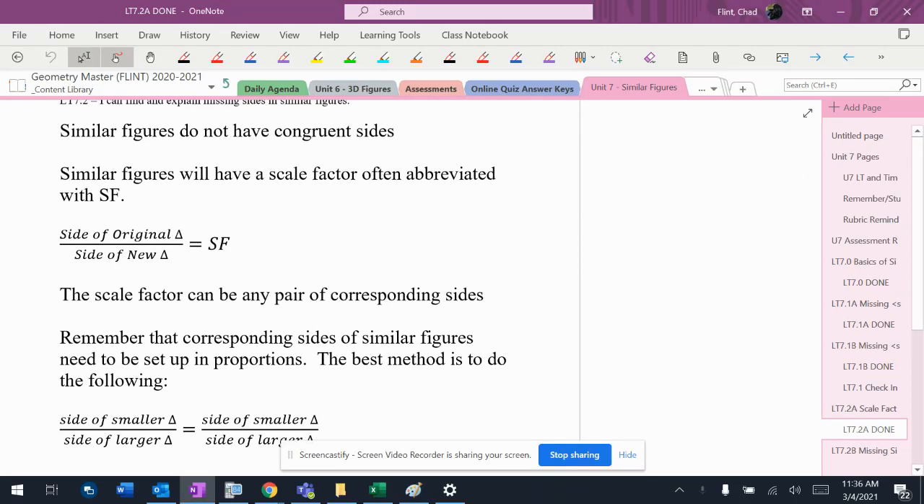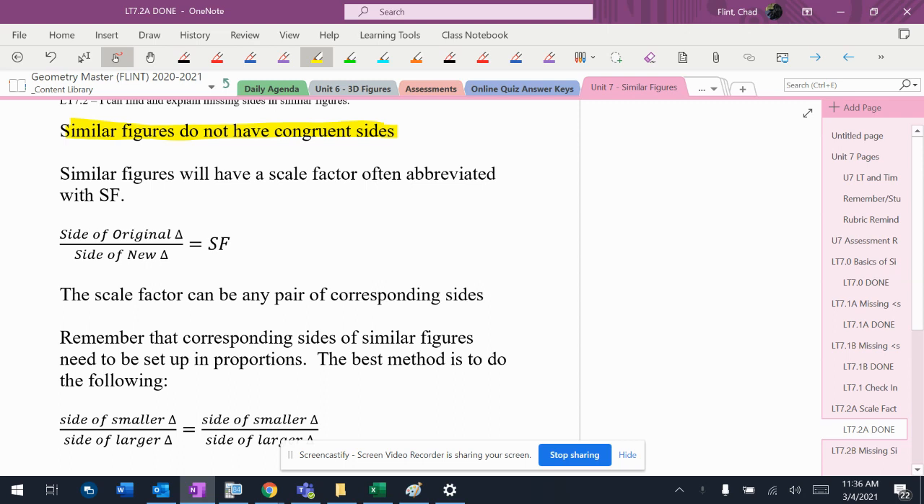Okay, so this next set of problems, all having to do with sides, is going to level you up as you go through. It's going to start out with some things where we're just picking out sides that go together, and then we're going to talk about scale factors, and then after that, we'll actually find some sides and figure out what's going on. So, number one rule: similar figures do not have congruent sides.